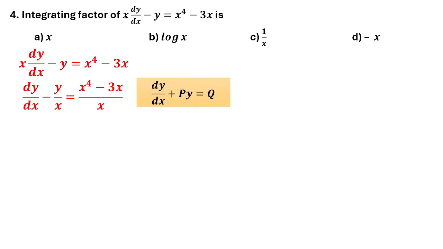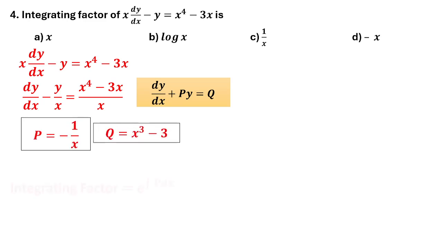Then it will become dy by dx minus y upon x is equal to (x power 4 minus 3x) upon x. Now you just compare it with the general form of the linear differential equation, dy by dx plus Py is equal to Q. Power of y is 1. Now P is minus 1 by x. Q is x cube minus 3.